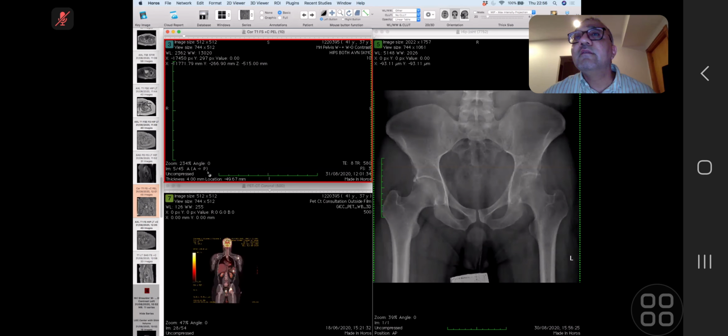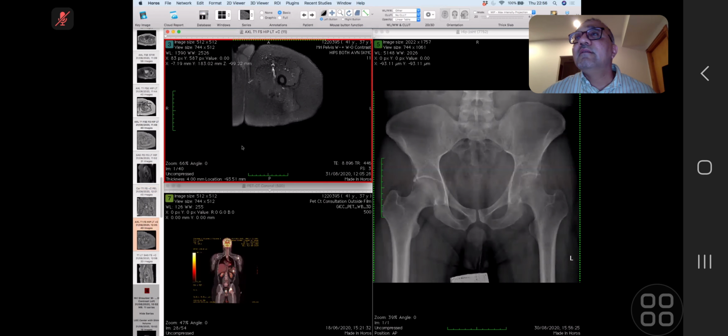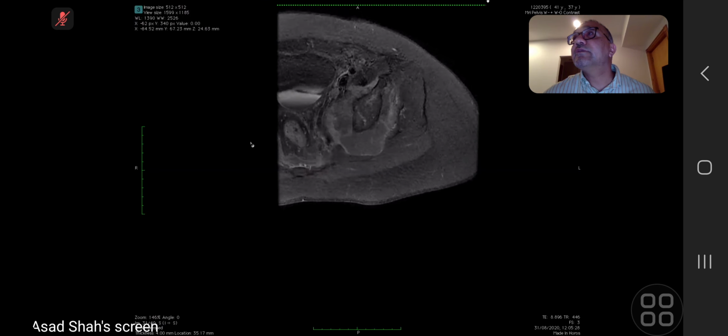It's not coming up. Okay, let's look at this one. This is post contrast then.